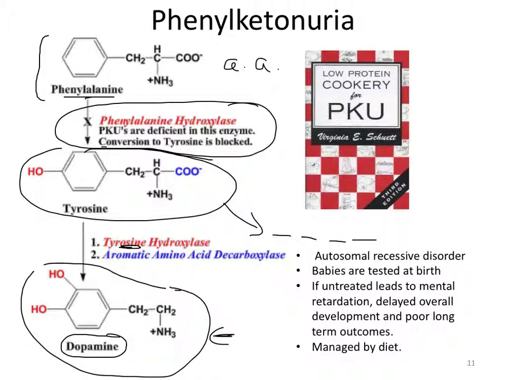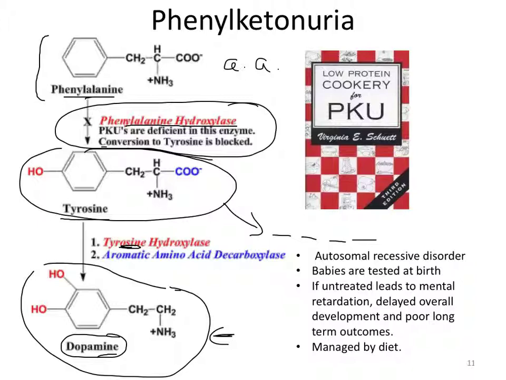If you have PKU, then you cannot properly form phenylalanine hydroxylase and metabolize your phenylalanine to tyrosine. And what will happen is the phenylalanine will accumulate, and then because it's accumulated, it'll be metabolized in different pathways that lead to a variety of problems in the organism. One of the problems, though, is that you'll see reduced levels of dopamine, and that's the disease called phenylketonuria.